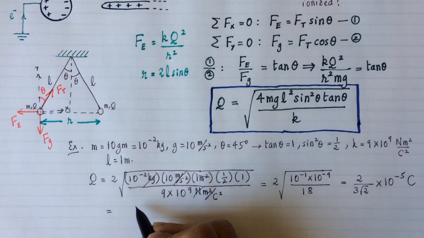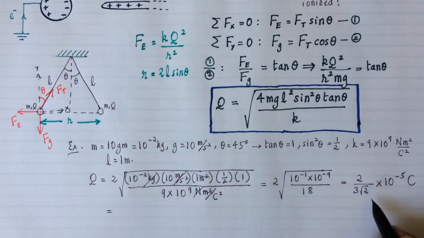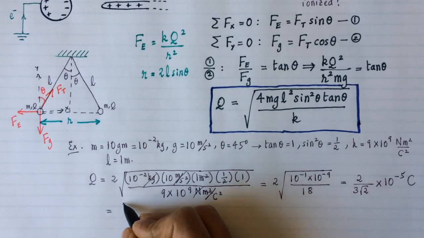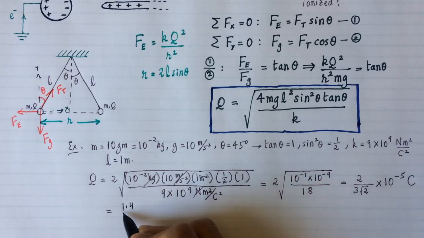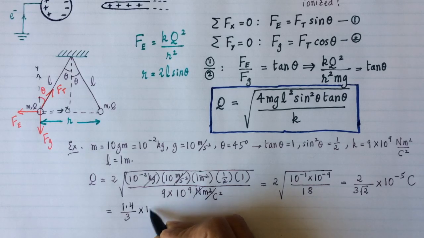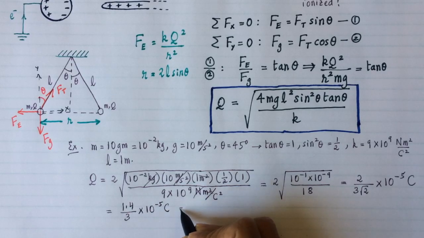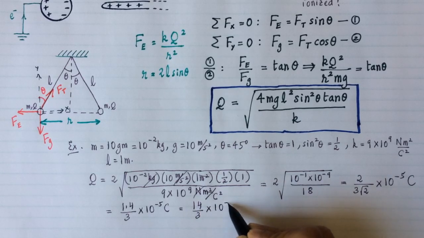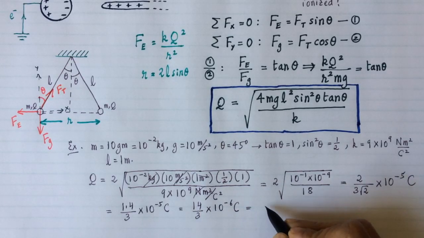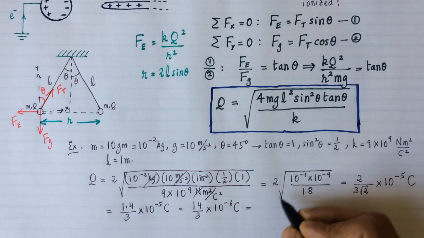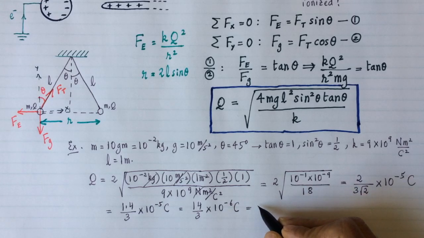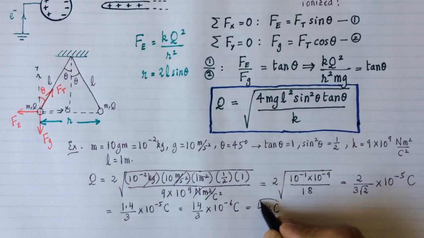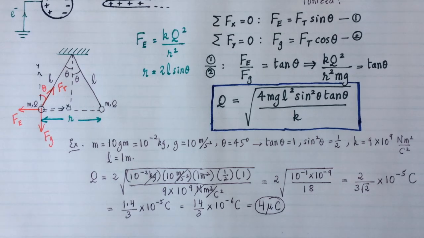And that's going to be 2 over root 2, which is just root 2. Root 2 is 1.4, divided by 3, times 10 to the minus 5 coulombs, which I can write as 14 over 3 times 10 to the minus 6 coulombs. 10 to the minus 6 coulombs is also called a microcoulomb, and 14 over 3 is approximately 4. So I've answered our first question.